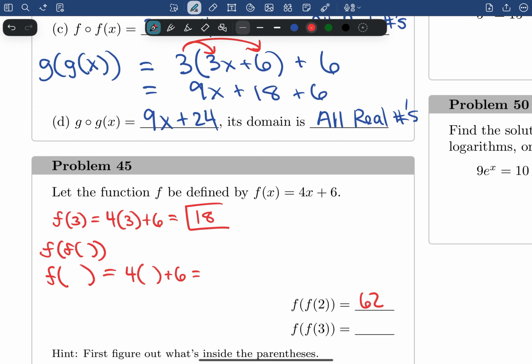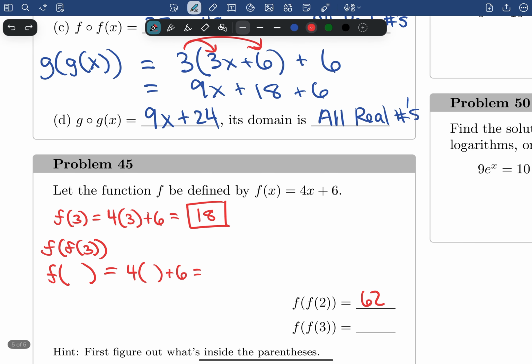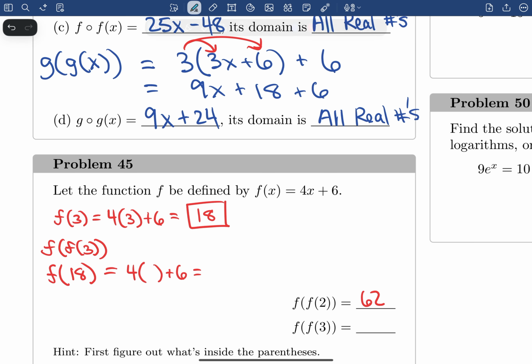That's my output, 18. So now I want to find not just f of 3, but f of f of 3. And f of 3 I found was 18. Okay, so I'm going to plug in 18 to the f function. All right, so there I go, plugging in 18. 4 times 18 plus 6.